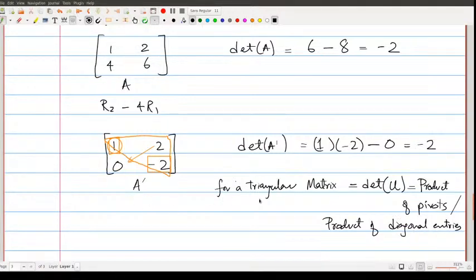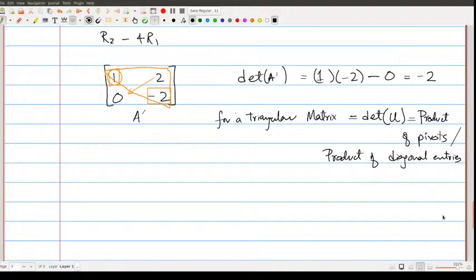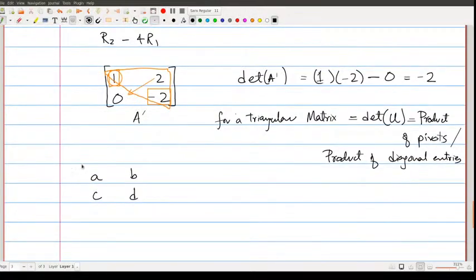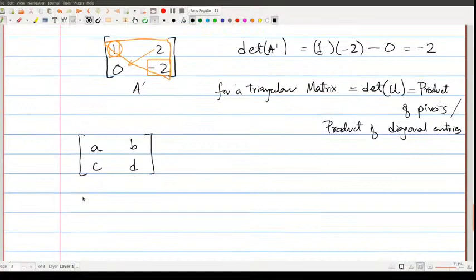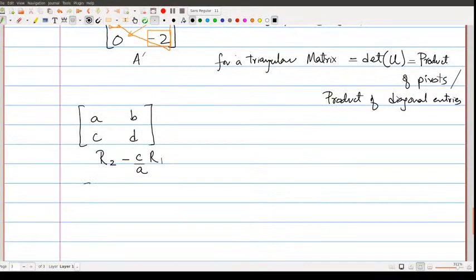Okay, we'll see that in a bit for a general matrix. For example, if I take a 2 by 2 case, the matrix with entries A, B, C, D. If I try to do an elimination on this, then elimination would be something like row 2 minus C over A times row 1. I've taken this fraction, and let's see how that works out.